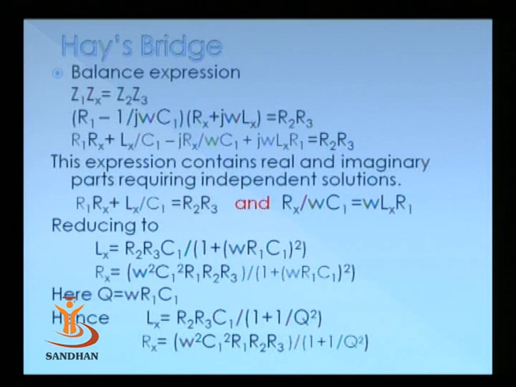Here the quality factor is omega R1 C1, as defined previously in the Maxwell's bridge. We can replace omega R1 C1 in the expression for Lx, that is Lx is defined as R2 R3 C1 upon 1 plus 1 upon Q square, while Rx is defined as omega C1 R1 R2 R3 upon 1 plus Q square. So this is how we can convert the values of the inductor and its internal resistance to the quality factor.